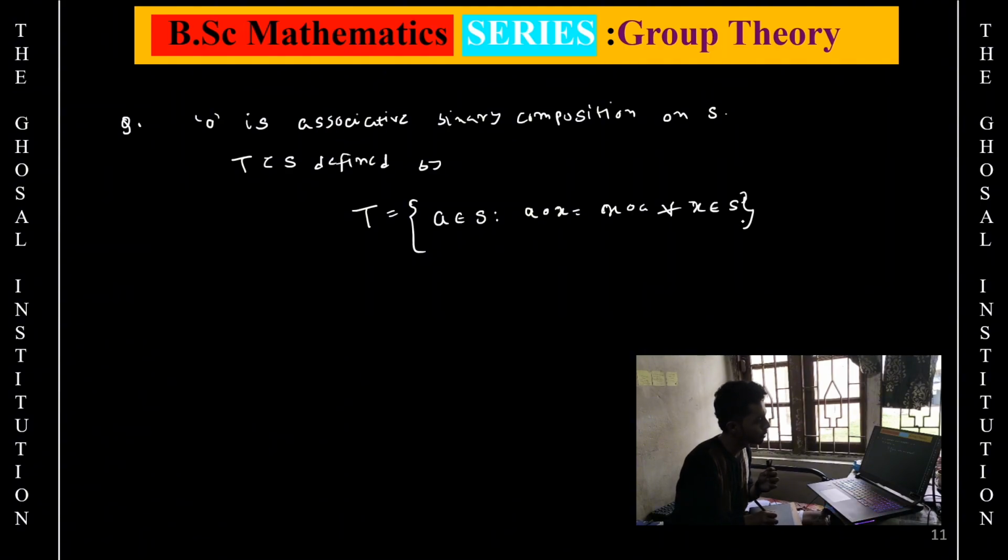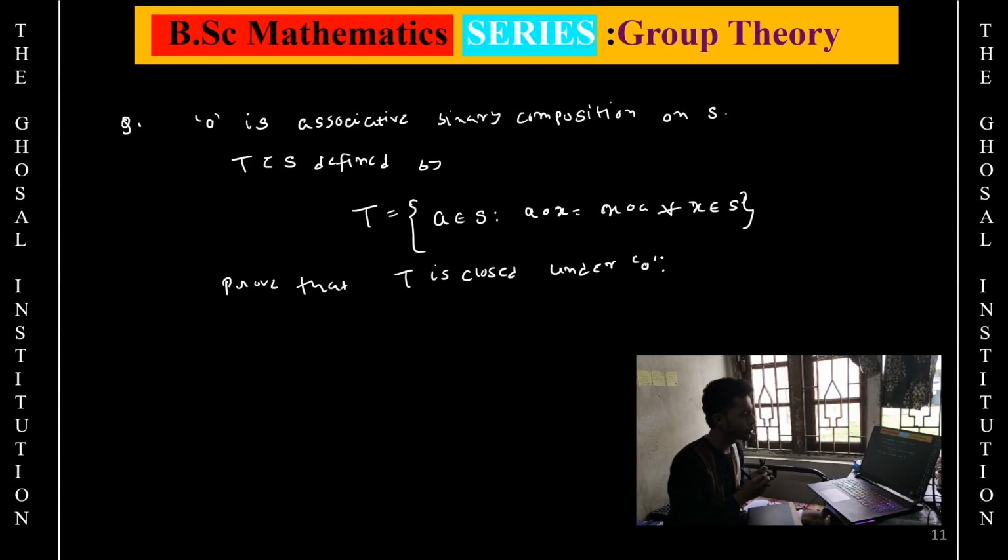Don't worry, I will tell you what this means. Now the question is: prove that T is closed under composition. What looks terrifying is actually just as easy.